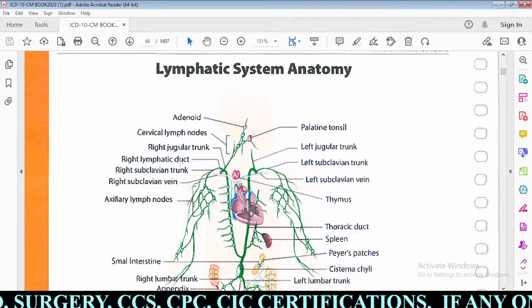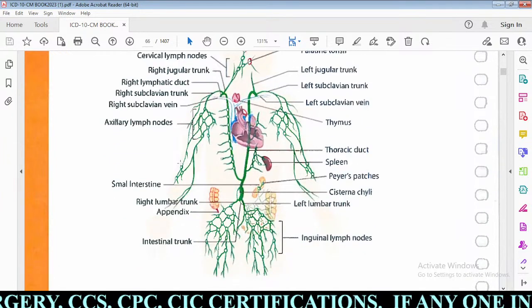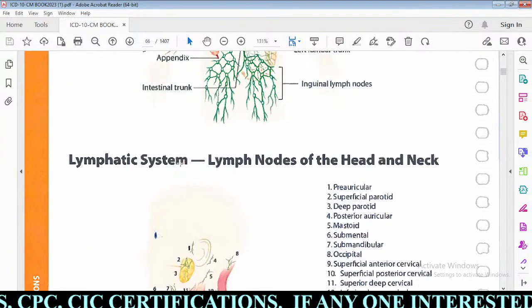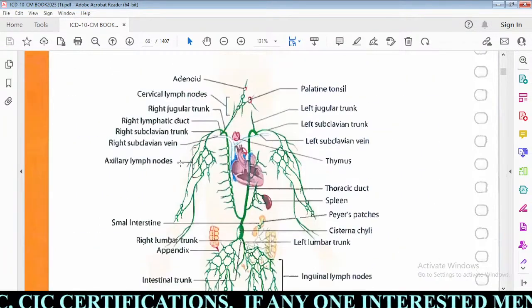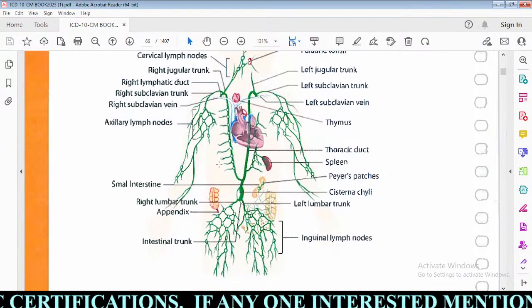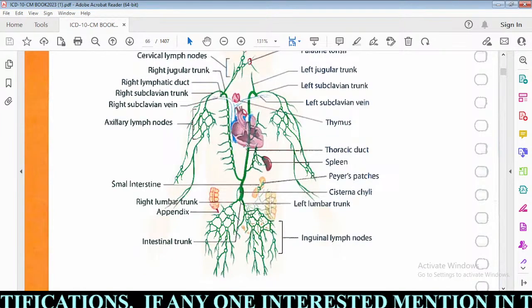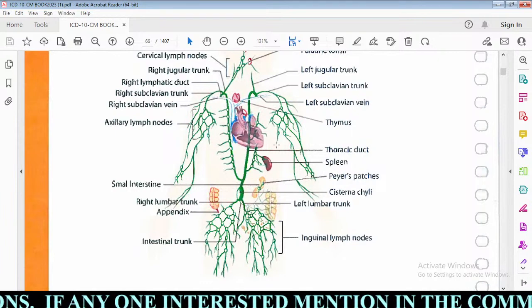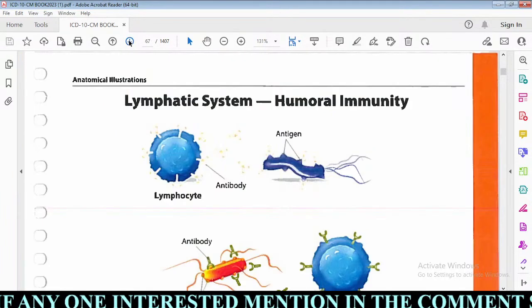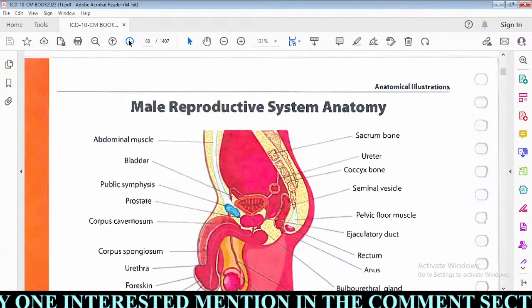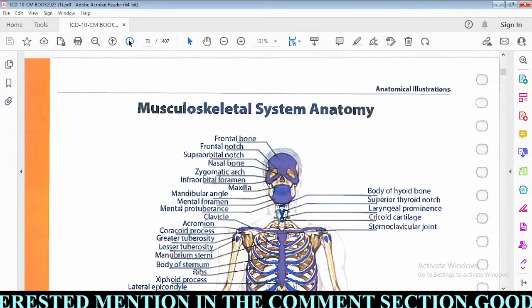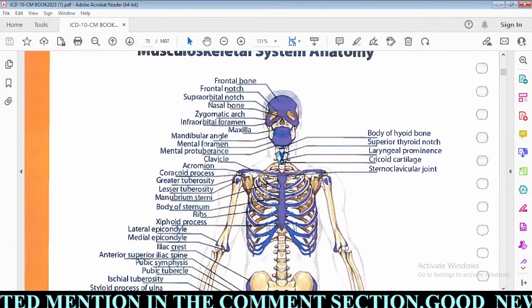These all are related to lymphatic systems. While coding neck surgeries and breast procedures, the lymphatic system plays a very important role. While coding bronchoscopy procedures also, you will find the lymphatic glands. This is hormonal immunity. This is the male reproductive system. This is musculoskeletal, which is very important.